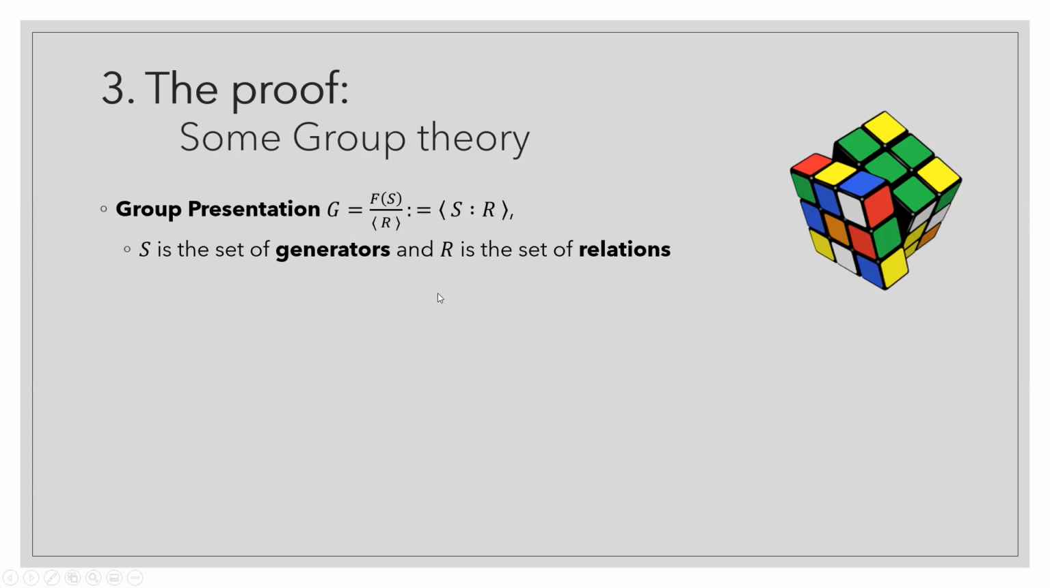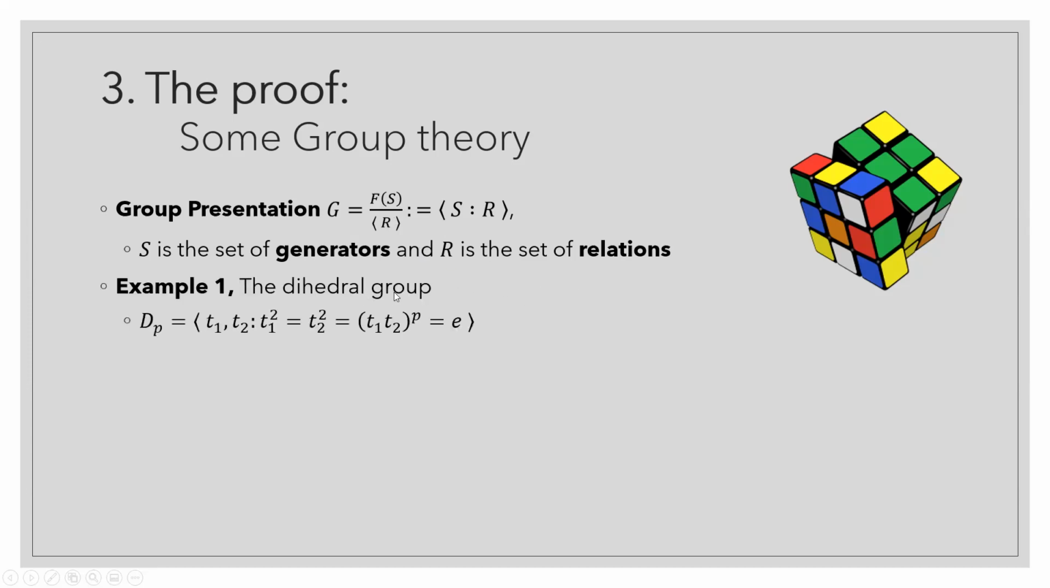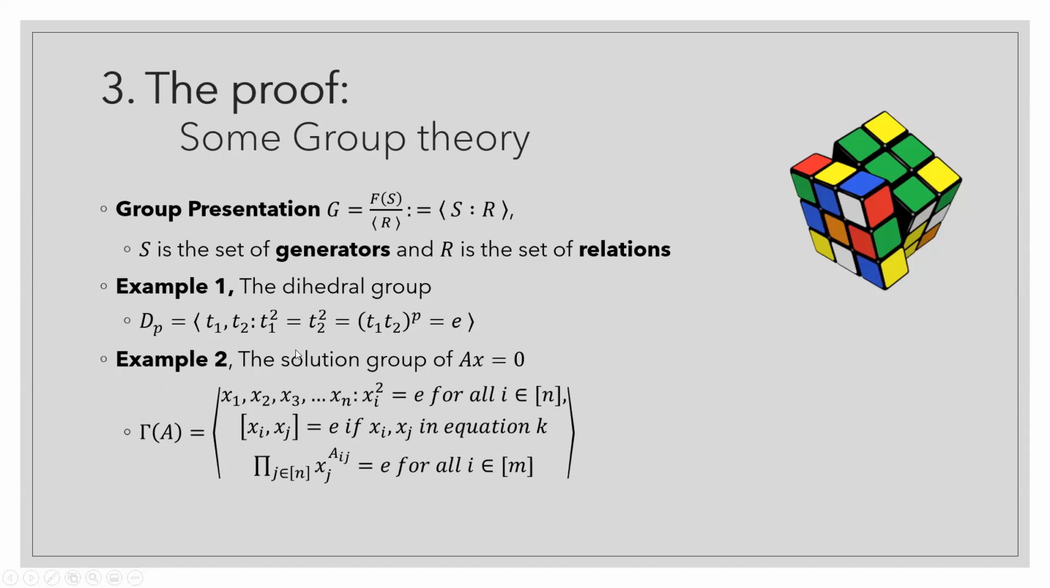Next, I will give two examples. The first one is the dihedral group. In this group, there are two generators, T1 and T2. And the relations say that the order of T1 and the order of T2 are 2, but the order of the product of T1 and T2 is p. So this group is finitely presented, and it is also a finite group. In the second example, I will give the presentation of the solution group associated with a linear system Ax = b. This is a binary linear system, and it has m equations and n variables.